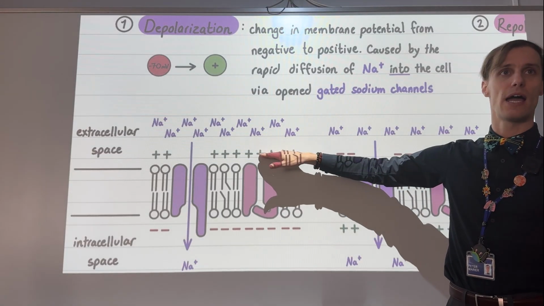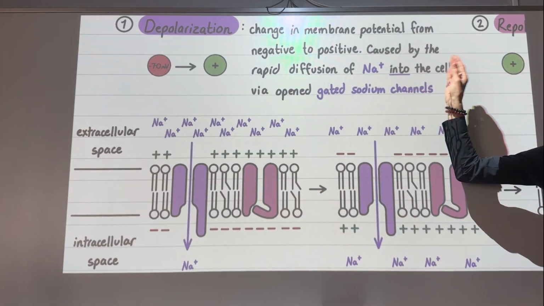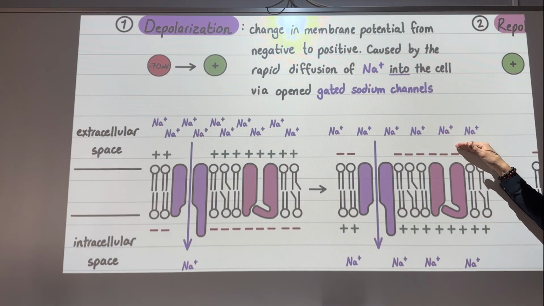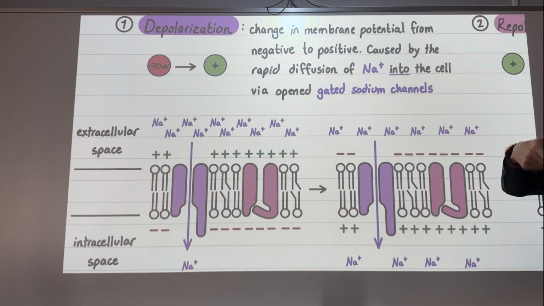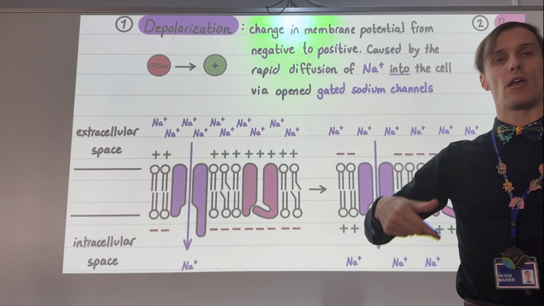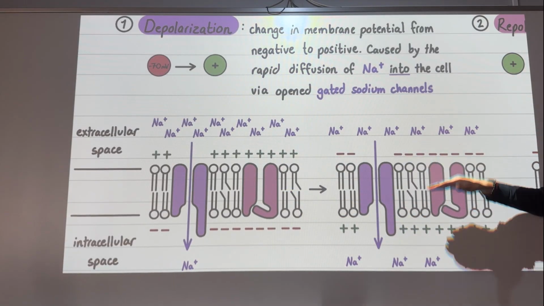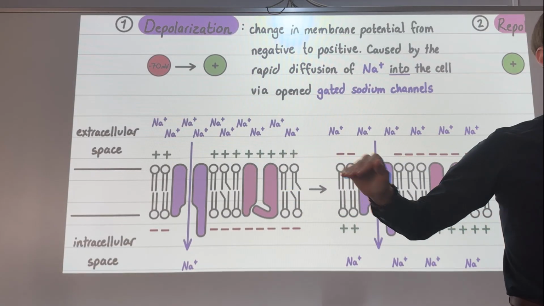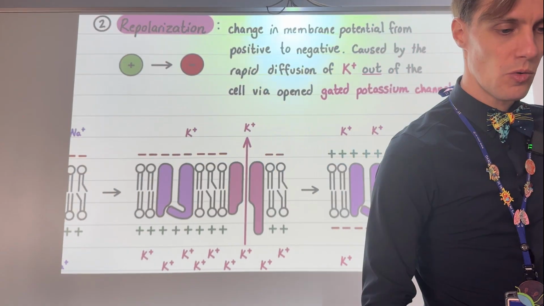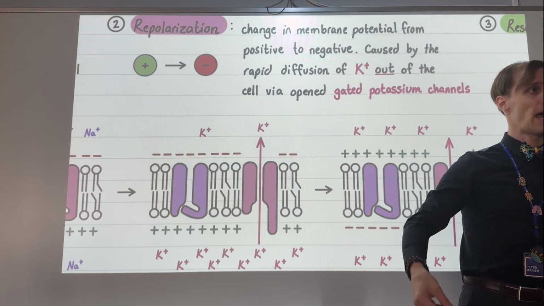Before, the outside, the extracellular space, was more positive than the inside. Now with a sodium influx, the outside has now become more negative than the inside. I flipped the polarity, hence the term depolarization. It used to be more negative, more positive. Now it's more negative, more positive in this direction. So now the inside of the neuron is positive. We are then going to reset it back.